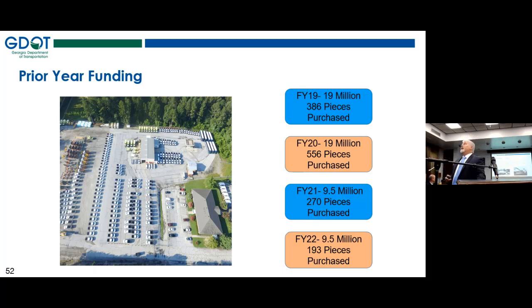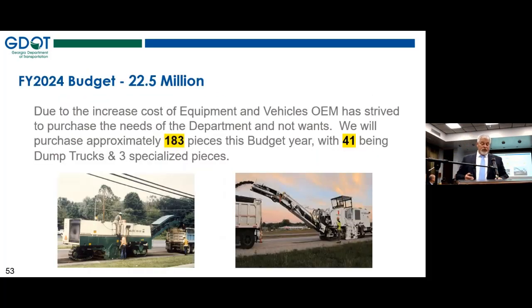Look at 24: we're budgeted 22.5. In 23, we're budgeted around 19. We still haven't seen all that equipment coming in. Due to the increased cost of equipment and vehicles, I strive to purchase the needs of the department, not the wants. We're going to purchase 183 pieces this year, 41 of them being dump trucks and 3 being specialized equipment.